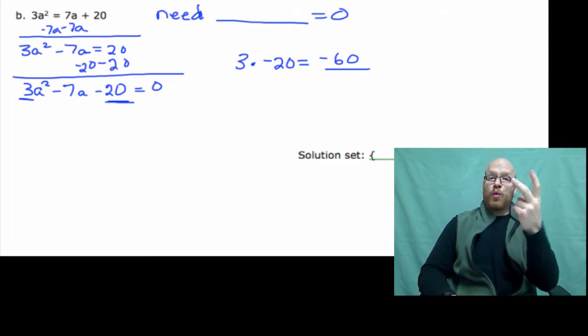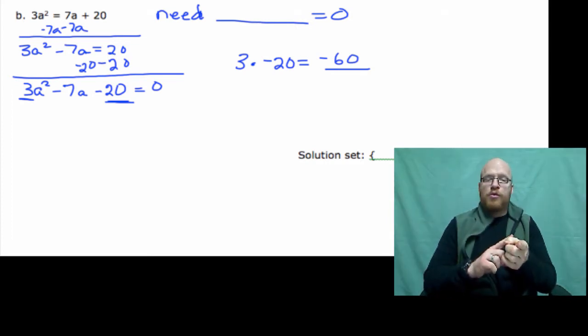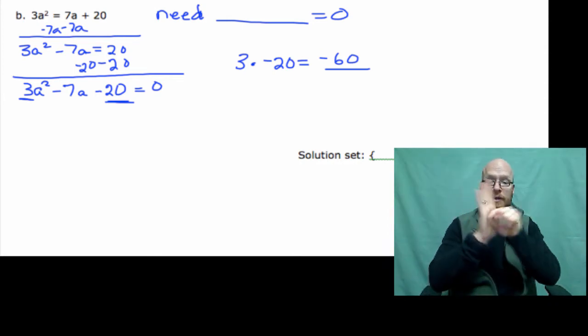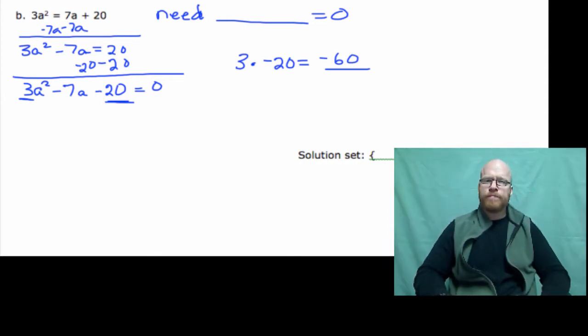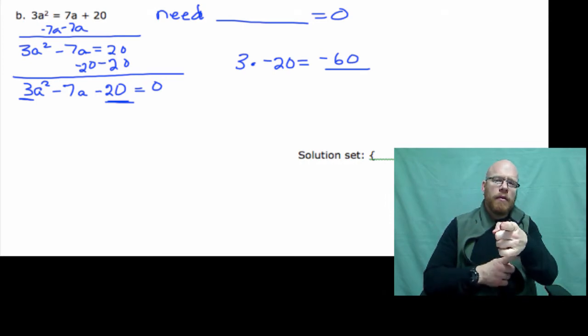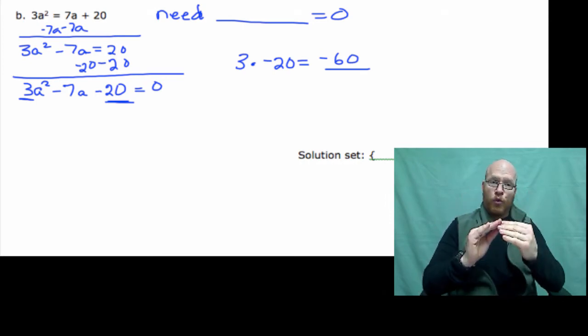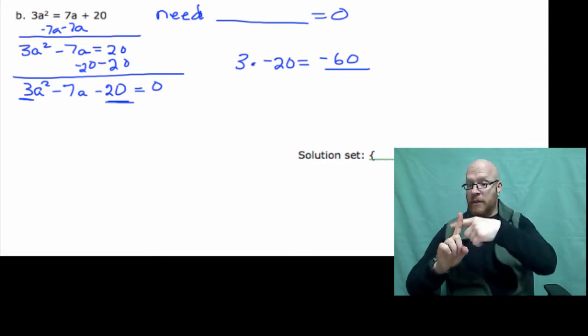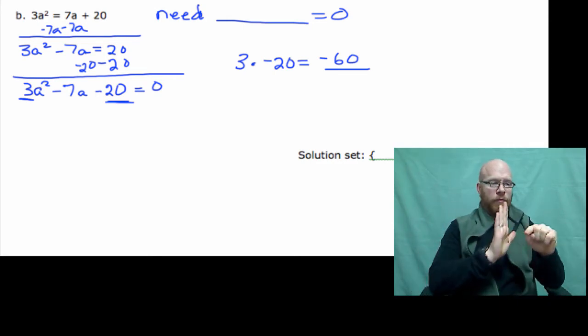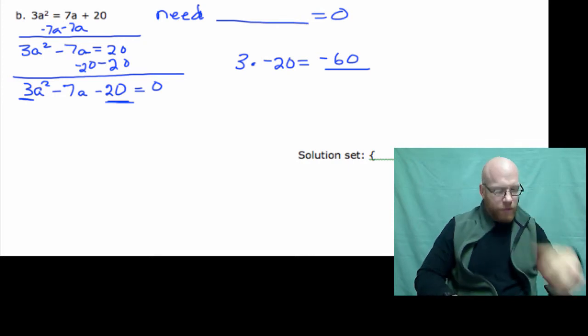Now I need two numbers that when multiplied equal negative 60. Okay, that's fine. And now I'm looking at my middle term, my b term, negative 7a. Now the negative 7 means that we have mixed positive negative. They need to add together to be negative 7.